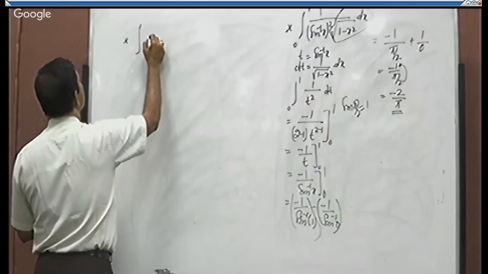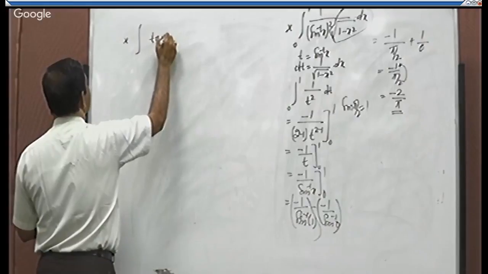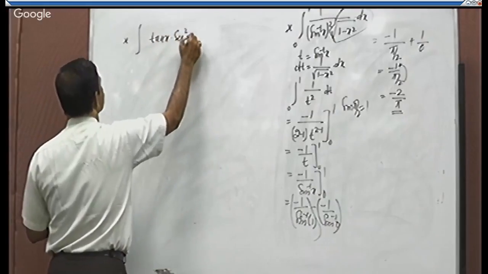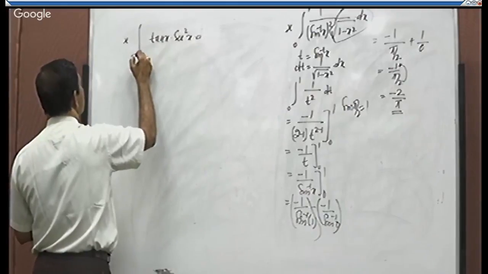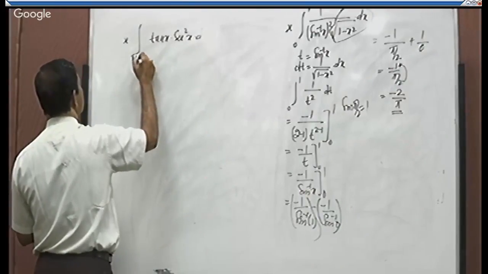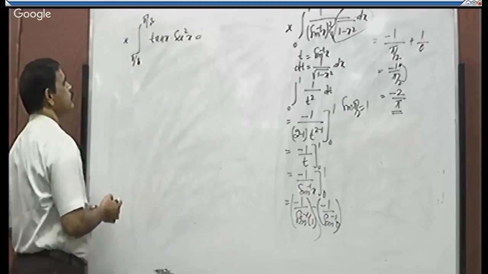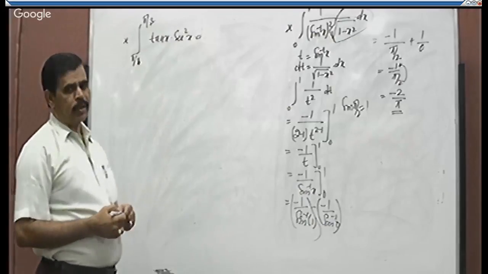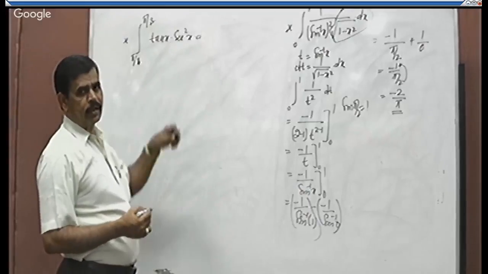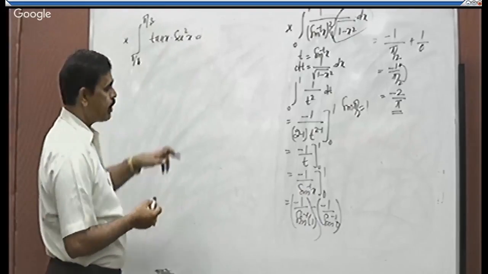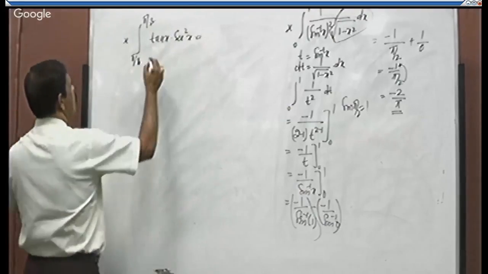Integration of tan x into secant square x dx, with limits pi by 6 to pi by 3. So tan and its derivative are there, correct? Differentiation of tan is secant square. Then we can go for the substitution method.